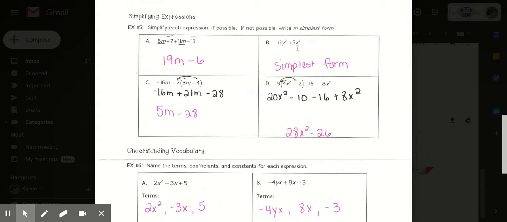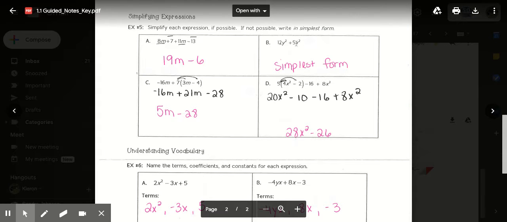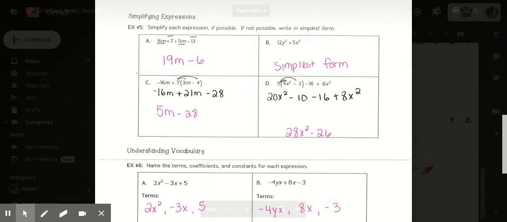B, kind of a tricky one, y squared and x squared. Those are two different sets of variables after the coefficient, or the numbers. So that one's already in simplest form.